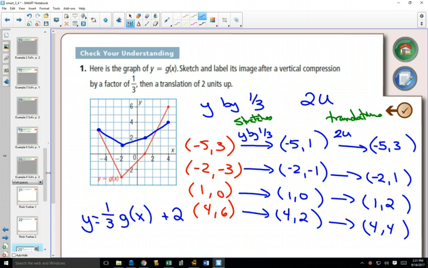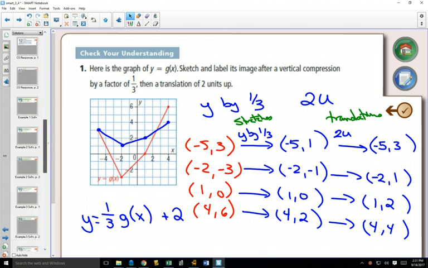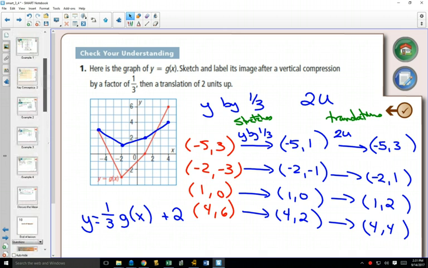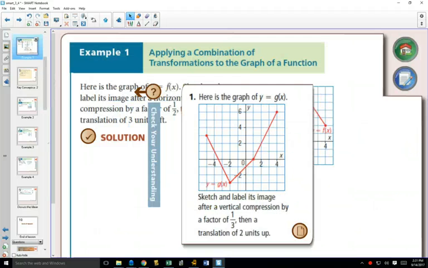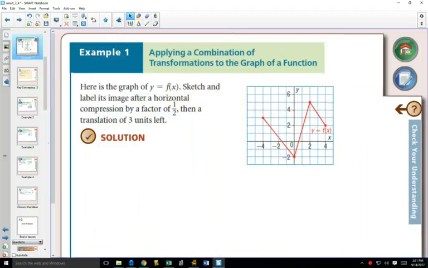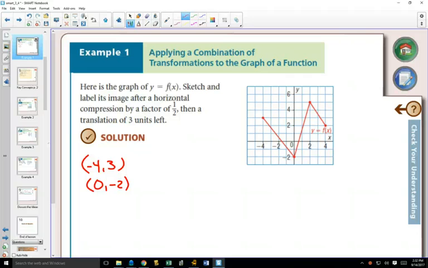So before we go on to the next one, I do want to talk about the example right beside this as well. And you don't have to write anything down, but I'd just like you to watch. This one is dealing with all horizontal stuff. So the work is going to be identical as a starting point. We've got our points, so -4, 3, 0, -2, 2, 5, and 4, 2.